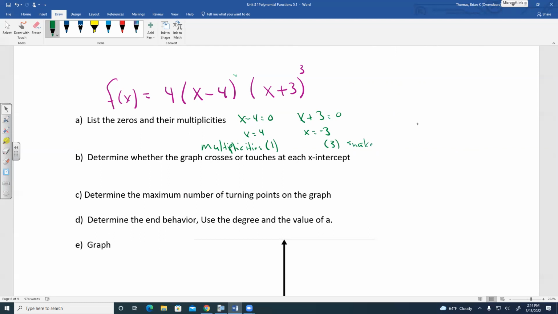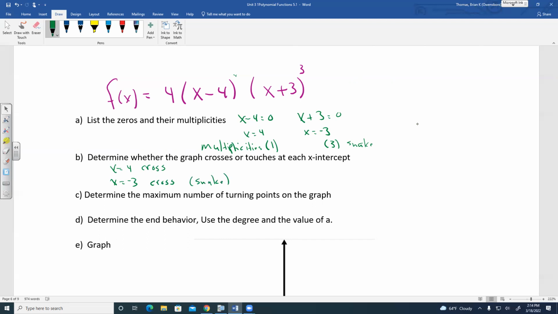So determine whether the graph crosses or touches each x-intercept. Where the x-intercept is 4, it is going to cross. Where the x-intercept is -3, it's also going to cross. It's just going to look like a snake. It's going to kind of flatten out.